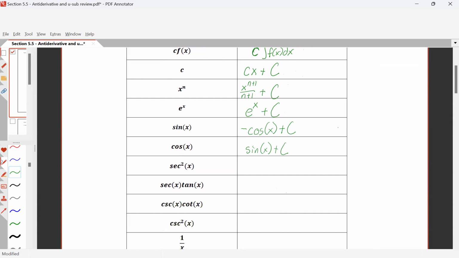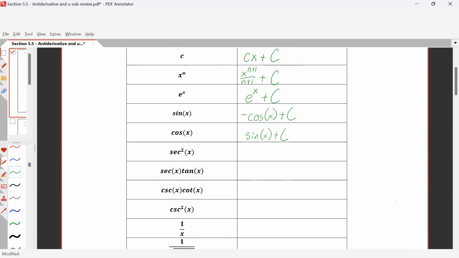Now we have the antiderivatives of secant squared, secant tangent, cosecant cotangent, and cosecant squared. These all come from known derivatives of trig functions.